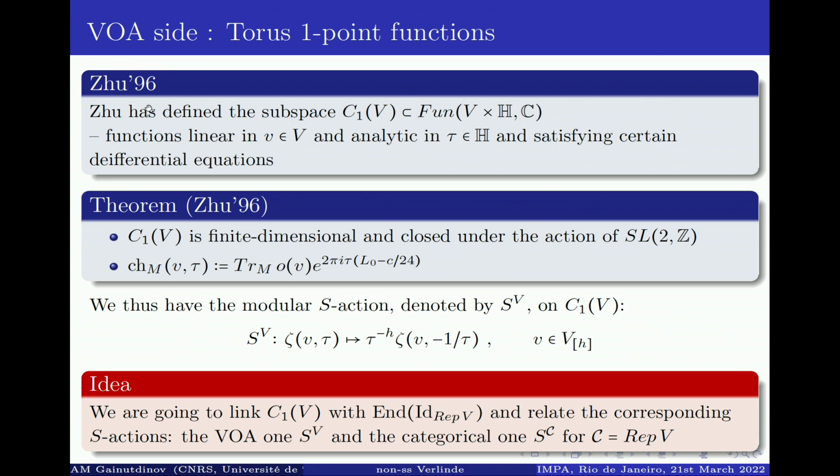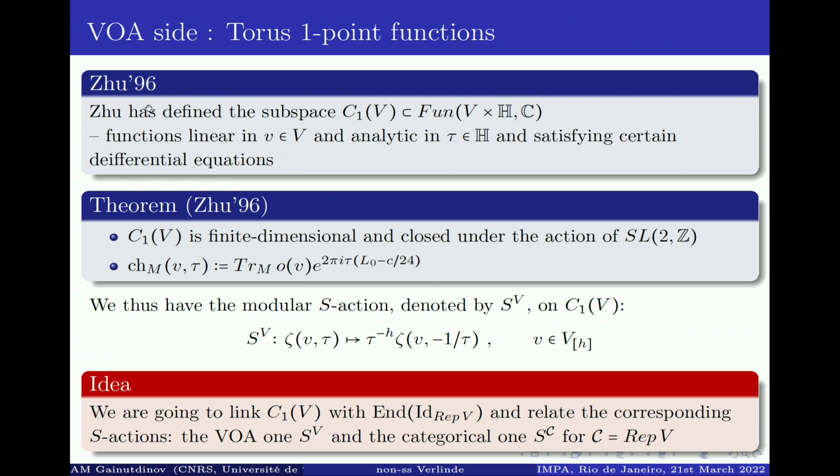And I will need again the work of Zhu '96. He introduced the space of torus one-point functions. It's a certain subspace of functions, linear in V and analytic in tau in the upper half plane H, and they satisfy certain differential equations. I skip this part, but Zhu gives a definition of what we should call torus one-point functions: certain solutions of differential equations plus these conditions. In the setting of C2-cofinite VOAs, Zhu has proved that this space of torus one-point functions is finite dimensional and closed under the action of SL(2,Z).